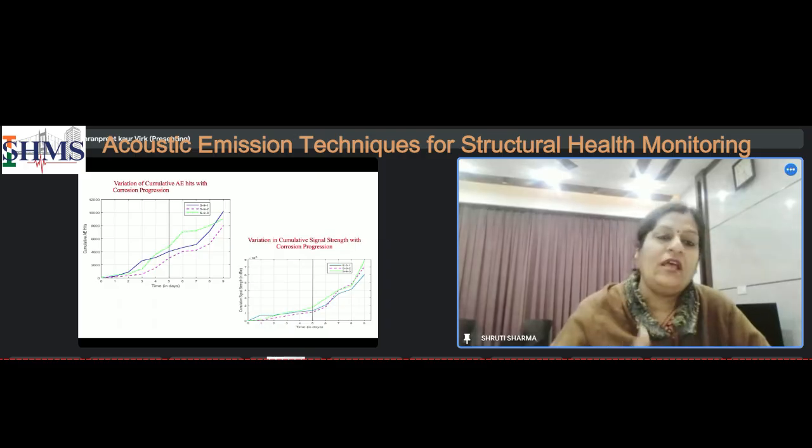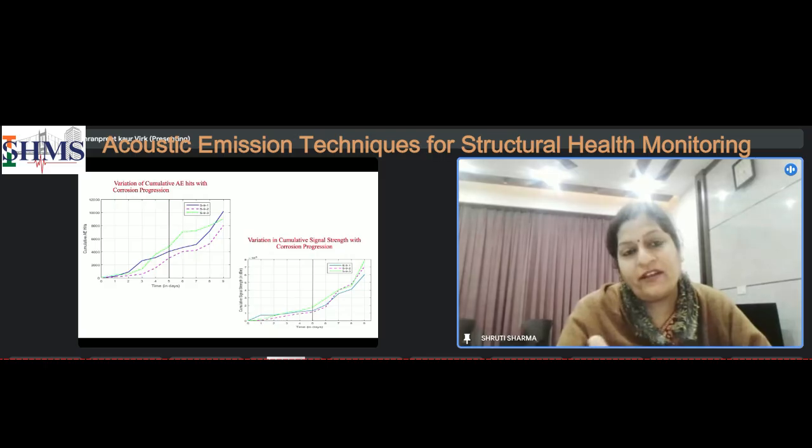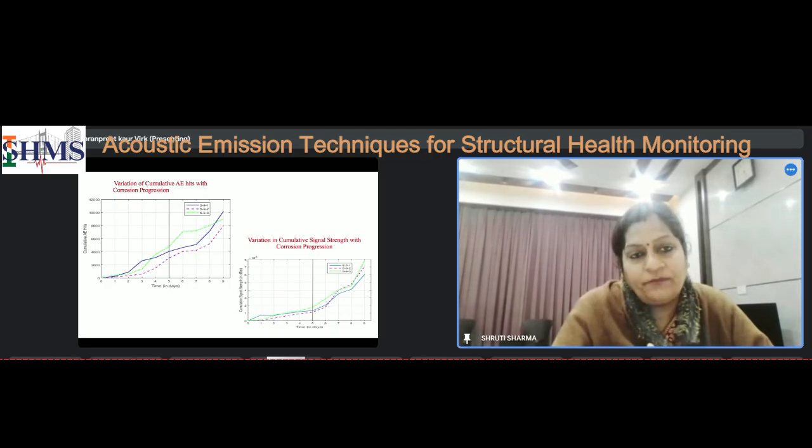We started with small samples, but we'll see in the further slides how it has beautifully explored the various damage mechanisms in various kinds of structures, not only corrosion. Next.